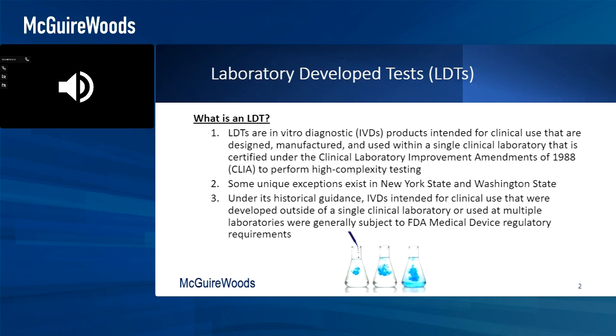And because of that, and because it's used by the lab, it is able to get around some of the more complex medical device registration and clearance requirements that have traditionally existed. That's all subject to change in this presentation, though. And there were some unique exceptions that existed in New York State and Washington State, given the fact that those two states are largely doing their own thing and not necessarily subject to all of the CLIA requirements because their programs are considered to go beyond CLIA, especially New York State, which has its own approval program for some of these.